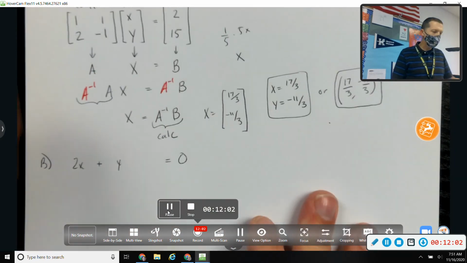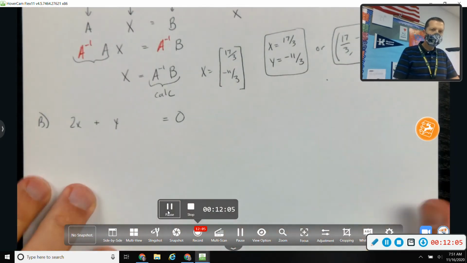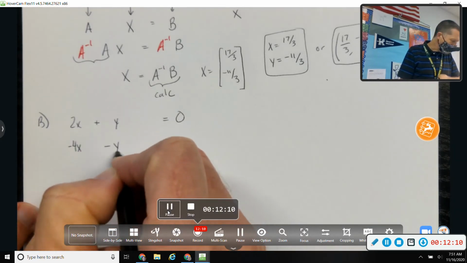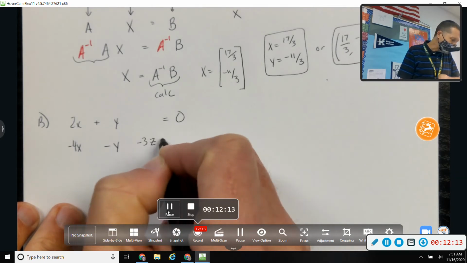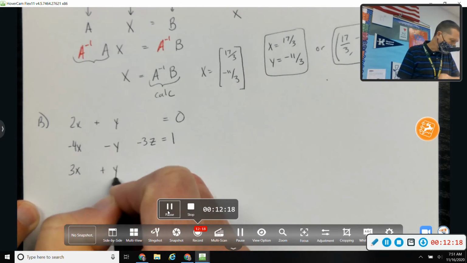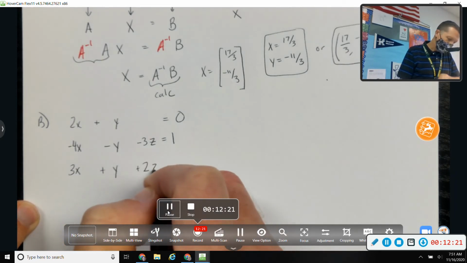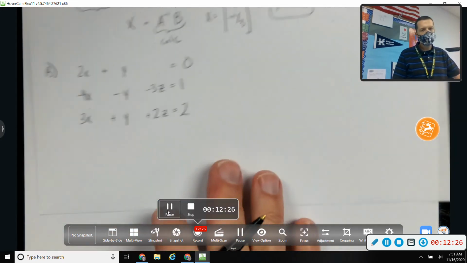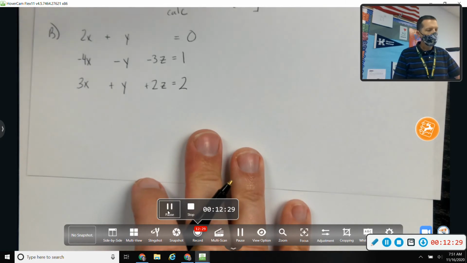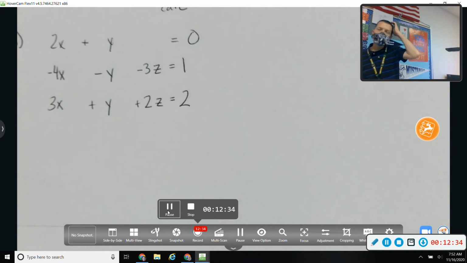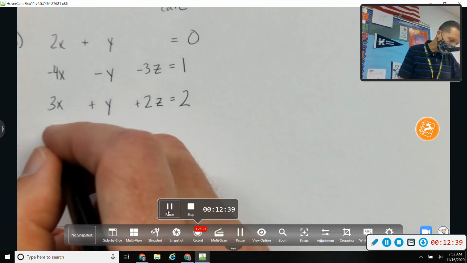2x plus y equals 0. By the way, I left some space there because I want this to look nice. Negative 4x minus y minus 3z equals 1. 3x plus y plus 2z equals 2. As far as showing work, I need to see the matrix equation. Okay, so I don't have to see everything, but I want to see the matrix equation set up.